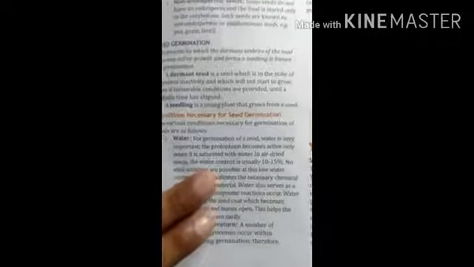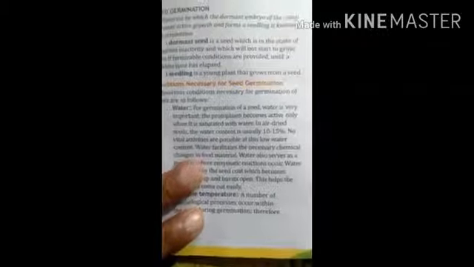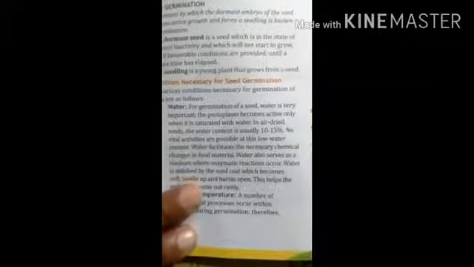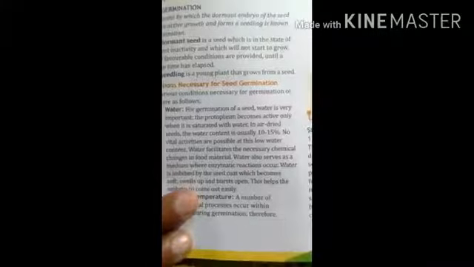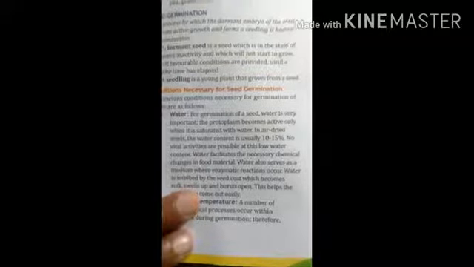Now come to the necessary conditions. First is water. Water is responsible for saturation of the protoplasm. If the seed is air dried, the water content is 10 to 15% and no vital activity is possible since the water content is less. Water facilitates the necessary chemical change in food material. It is also a medium where enzymatic reactions occur. Water is imbibed by the seed coat, which becomes soft, swells up and bursts open. This helps the embryo to come out easily. Simply, water is important for the physiological conditions inside the cell.